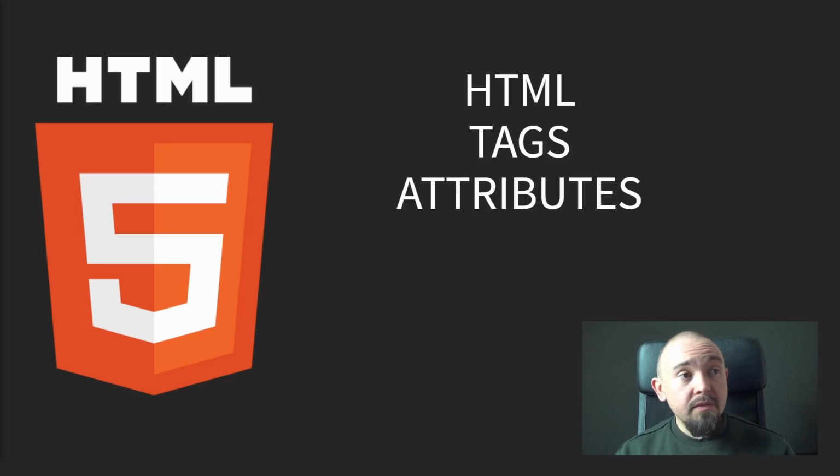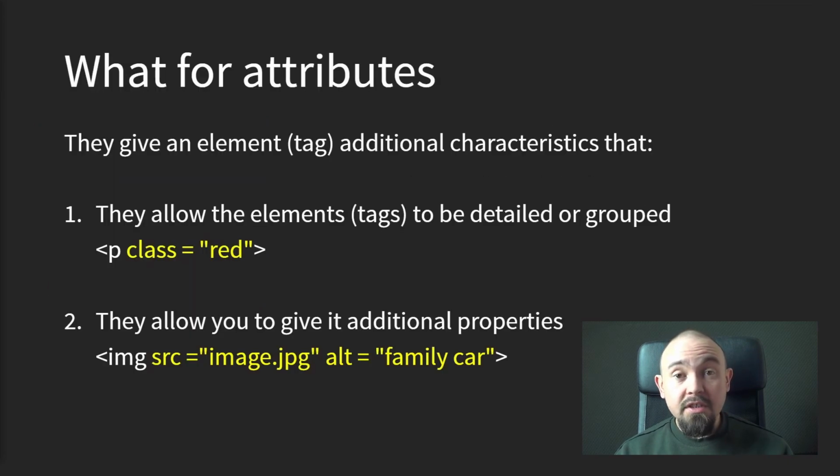We have already covered the HTML tags in theory and practice. In practice, we also saw some attributes, what they do and how they work. So now I would like to make a summary of that. What should we know about the HTML tags attributes at the moment? First of all, what are the attributes for at all? They allow us to detail a certain element.